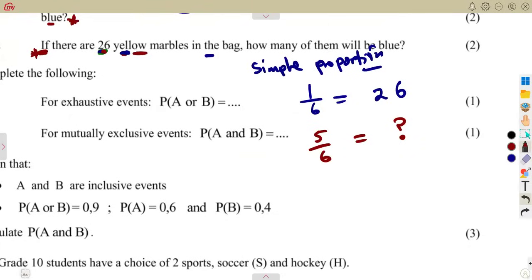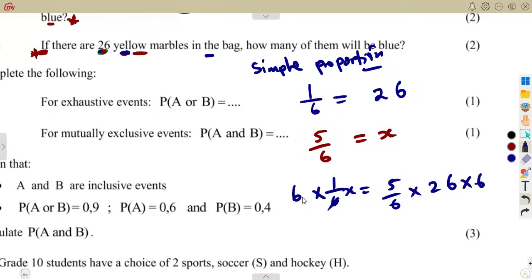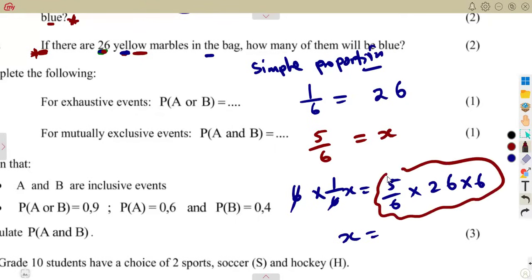If 1 over 6 is equal to this, what about this one? It is equal to what? You can even use x. Some of us use x, then we do the cross multiplication. 1 over 6 times x is equal to 5 over 6 times 26. Then you have to calculate the x. In order for us to calculate x, we remove this 6 here, multiply by 6 so that this can cancel. So x will be equal to 5 over 6 times this.